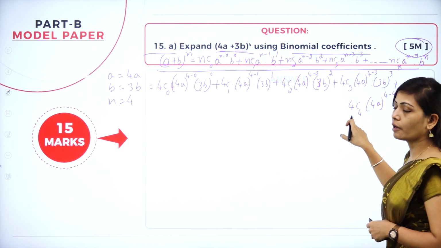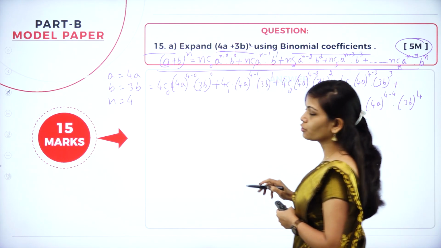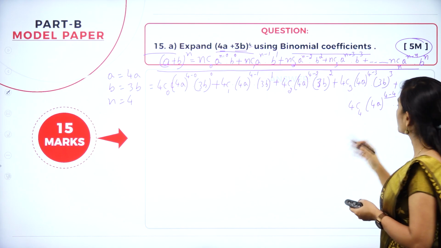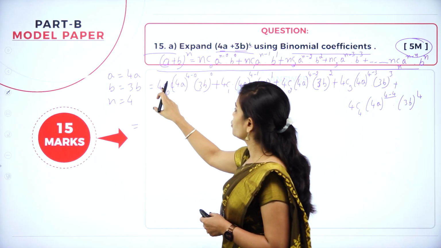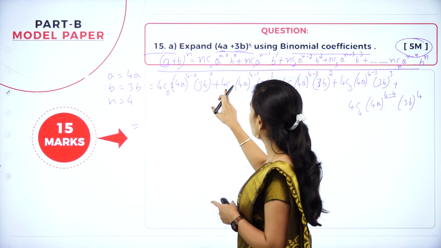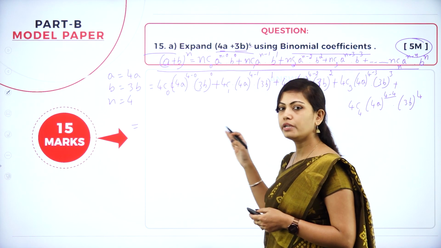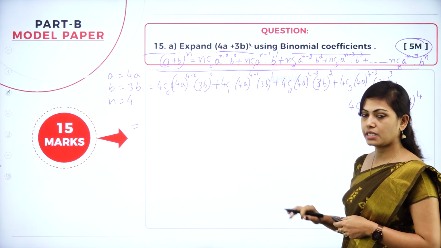So till here you have to expand the term. For 4C4, the value of n is equal to 4, and 4 minus 4 is equal to 0. And next, you have to find the values of 4C0, 4C1, 4C2, 4C3, 4C4. Every time it is very difficult to find 4C1, 4C2, 4C3 and so on. Is it right?